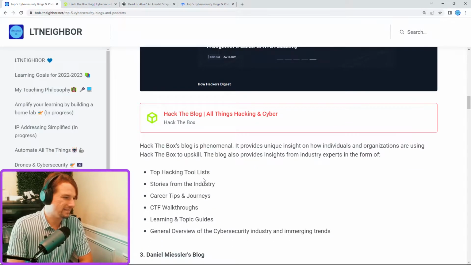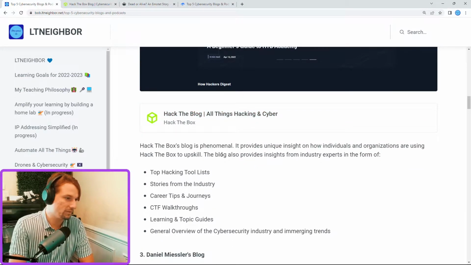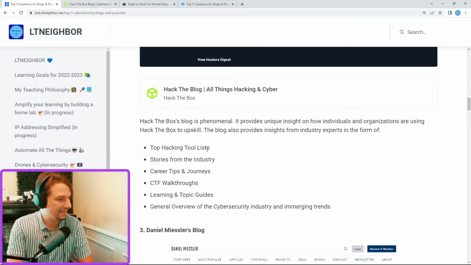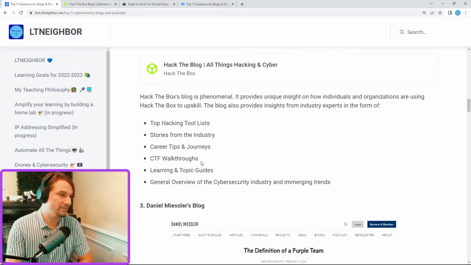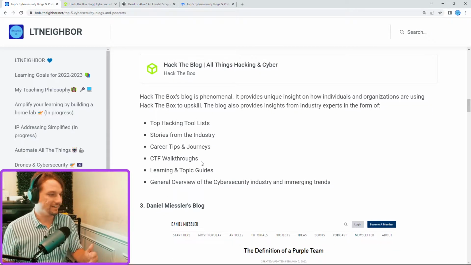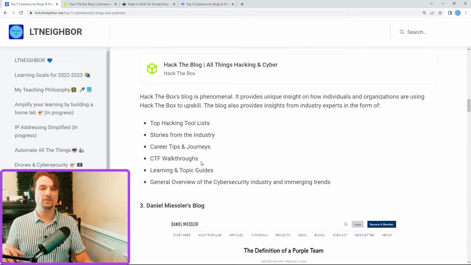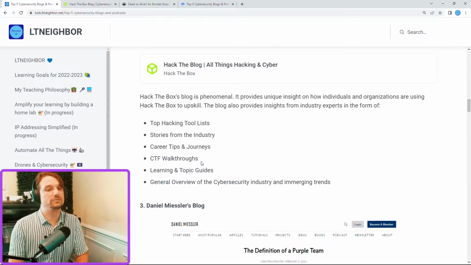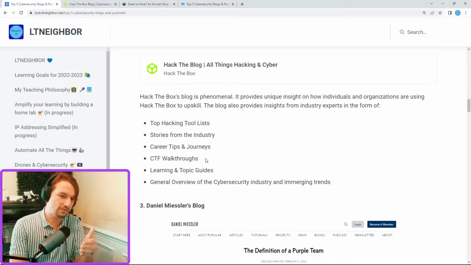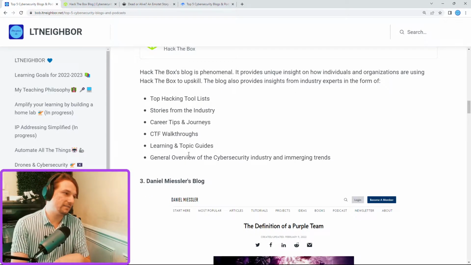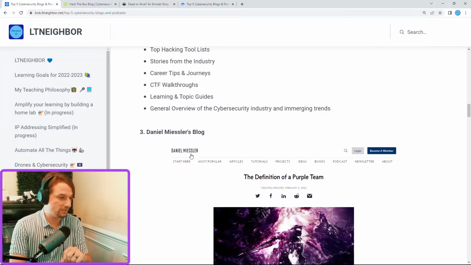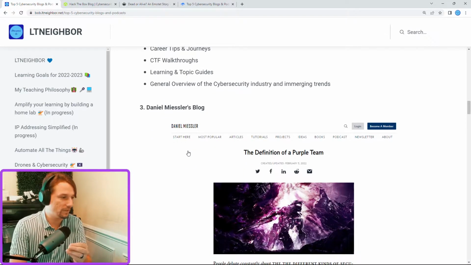I've summarized a little bit of what, from my perspective, the blog does a good job covering. Top hacking tools lists, stories from the industry, which can be very insightful because sometimes the art and the discipline gets subtracted from how it's being applied, so that perspective can help. You get career tips in a lot of them. I mentioned CTF walkthroughs, learning and topic guides, like guides for beginners and approaches you should take. And you'll get a general overview of the industry and emerging trends from that blog.